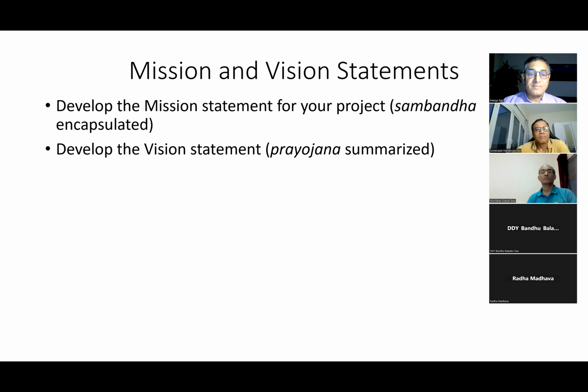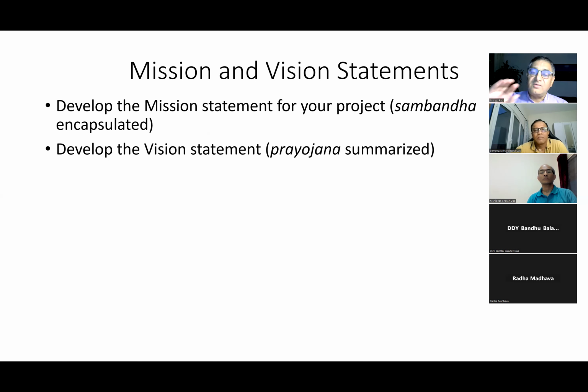And then develop the vision statement is prayojana, because the vision statement is actually telling us the ultimate fruit or ultimate benefit that we are going to get, or the delivery that we are going to see. So mission is the sambandha and vision is the prayojana. In that way we can do.